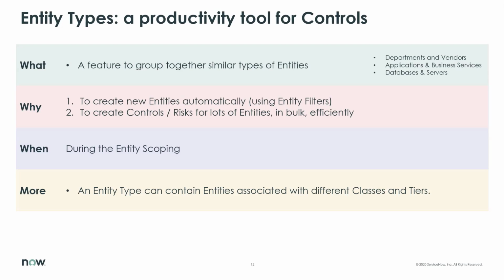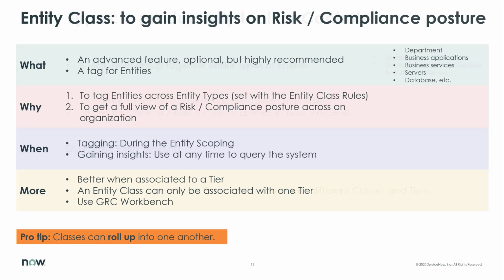So let's move on to the class. Anushree, tell us a little bit more about entity classes. So entity class is actually an advanced feature, but we highly recommend that you use them as soon as you get started. It will save you time and provide great value later, and they are well worth your time. So classes are simply tags, a way to tag entities across many different entity types. For example, a department or a business application or a business service could be found in different entity types. Once your classes are in place and associated with entities, you can query the system to have a view of risk or compliance posture for any given class, like we saw earlier with the example of the CRO.